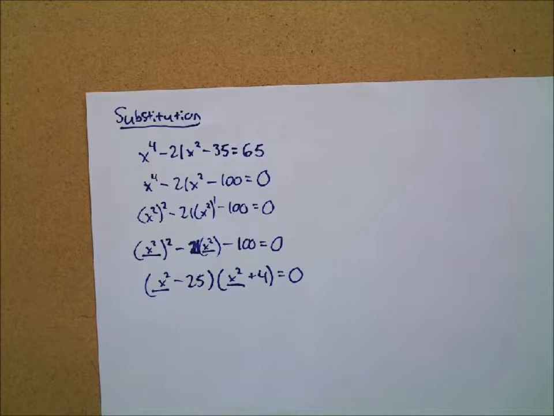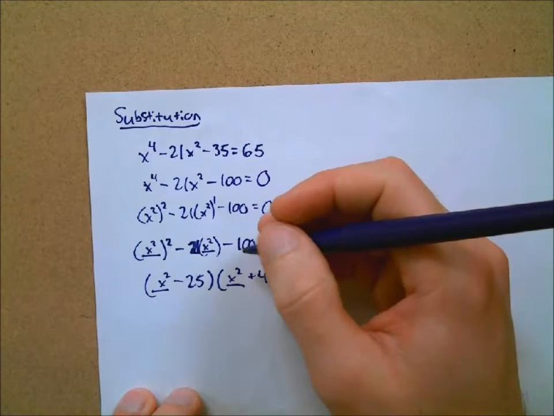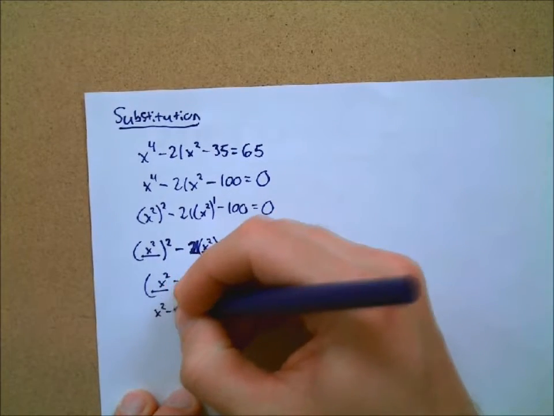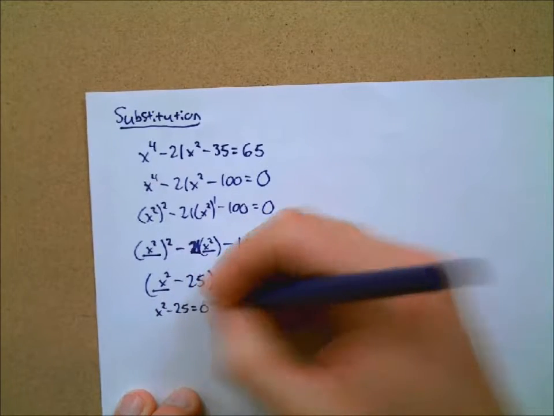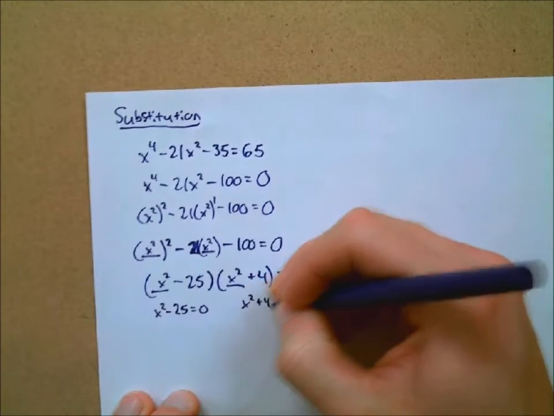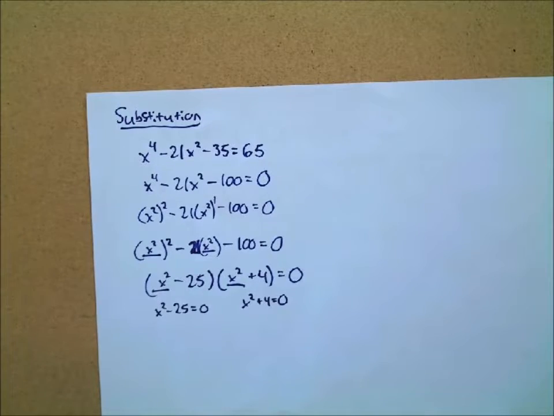And it's weird because we're so used to having x squared minus 21x minus 100. But we can do it with higher powers too, as long as they're able to be broken down and stuff like that. Anyway, at this point, we have a zero product property we can use. So we'll say x squared minus 25 equals 0, x squared plus 4 equals 0. Okay. You can choose to solve this however you want.